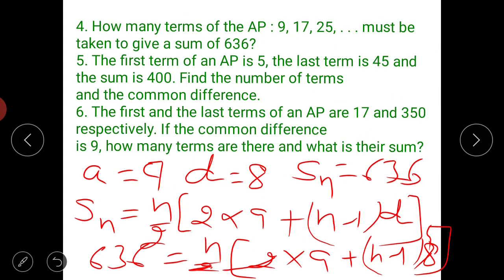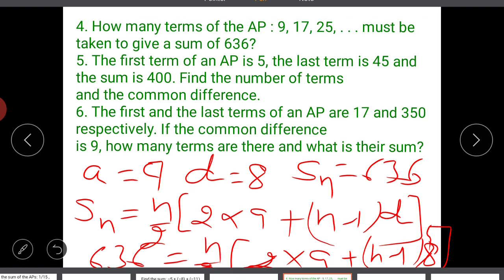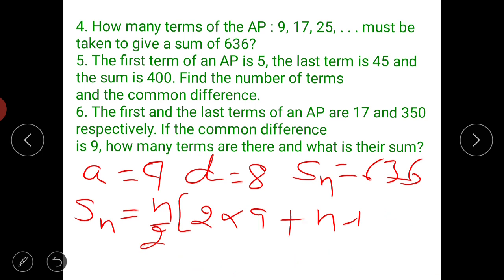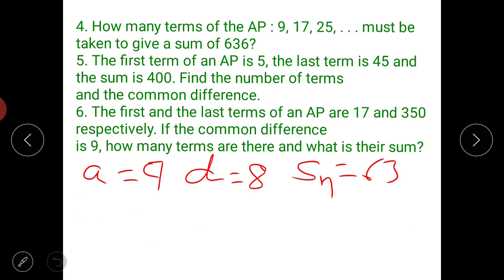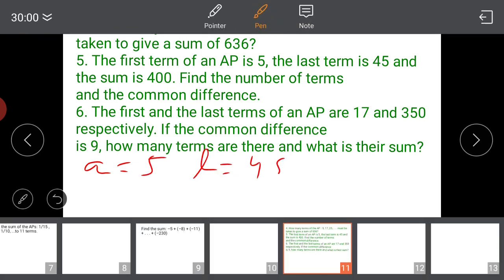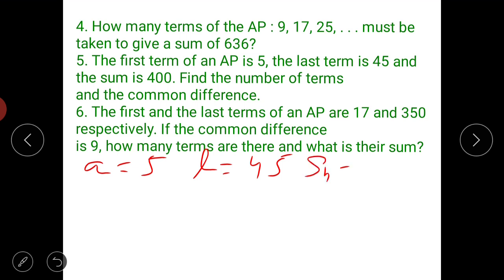The next question, if we go for the next question: the first term of an AP is 5 and the last term is 45 and the sum is given 400. Find the number of terms. Sn is given to you, a is given to you. If I talk about this question, what is given to you? There is a, the first term, a is given 5, l is given equal to 45 and Sn is given to be 400. Are you able to find n?